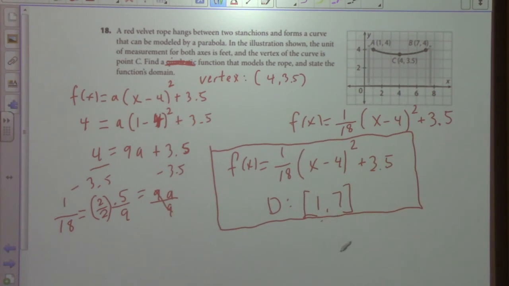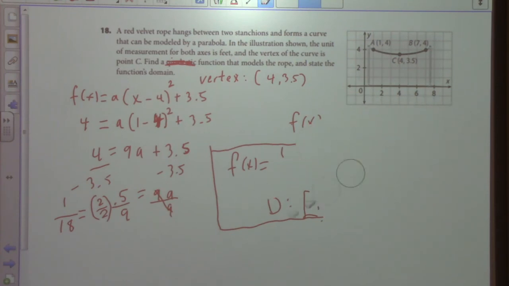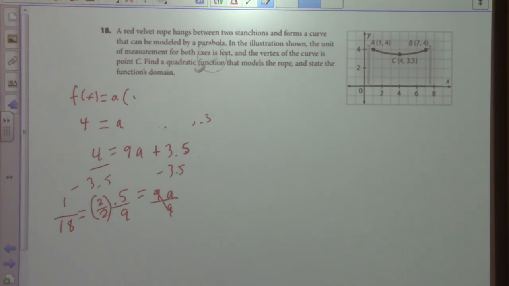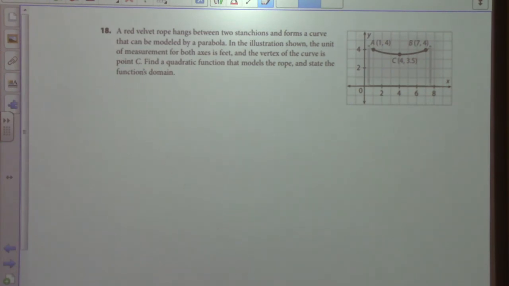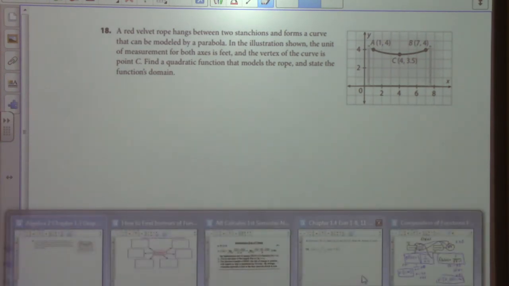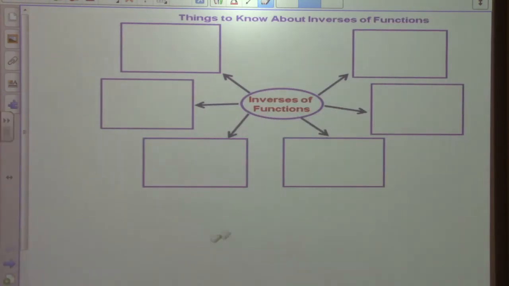All right, while you were working on your problem, I handed you a graphic organizer that said things to know about inverses of functions. Do you see that? What we're going to do with class today is take notes on this, because we're sort of segueing into working on inverses of functions. Does anybody know what an inverse function is? I'm going to give you a demonstration of what it is.